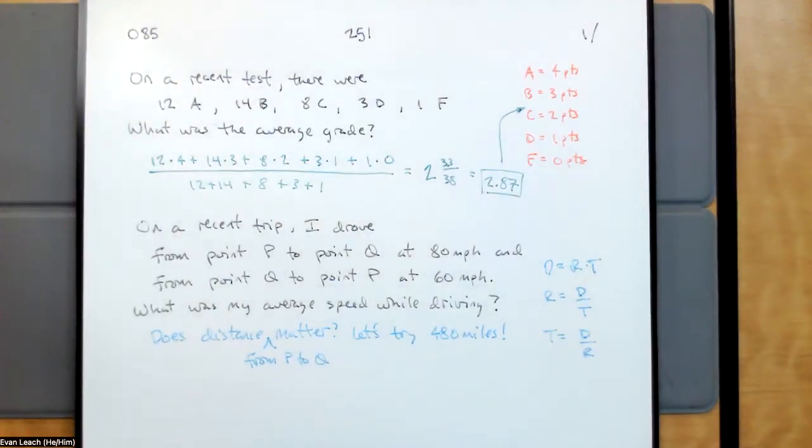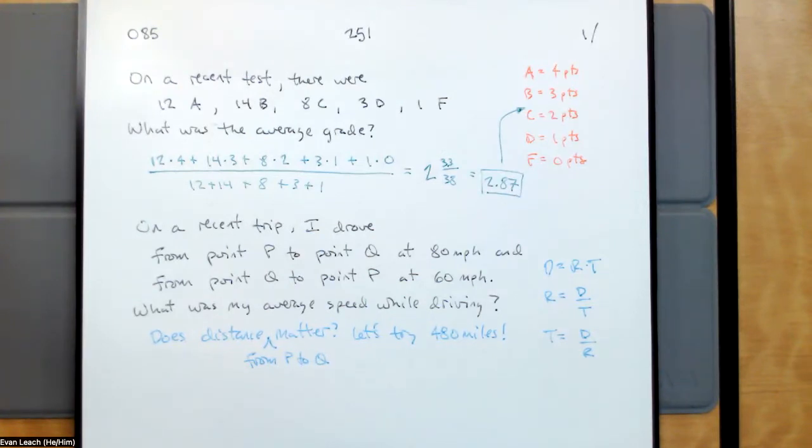So the instinct we should have is to test what's going on. If we're not sure if the distance matters, let's pick a distance, figure out the average speed, change the distance, and see if anything changes. That's how science works. We try stuff. So I'm going to pick 480 miles because it's a nice multiple of the 6 and the 8.